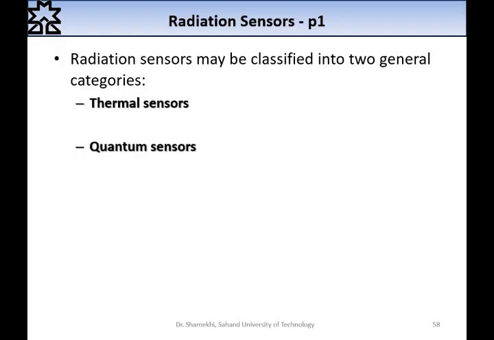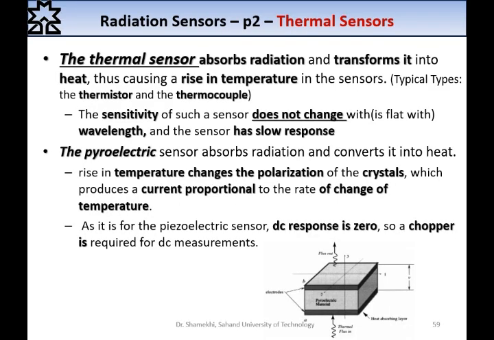The last part of this lecture is about radiation sensors we use in optical systems. Radiation sensors may be classified into two general categories: thermal sensors and quantum sensors. Based on those names, we can get the main principle of those sensors. We start from the thermal sensor.